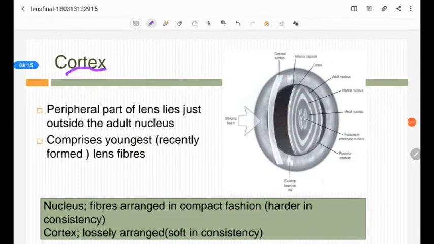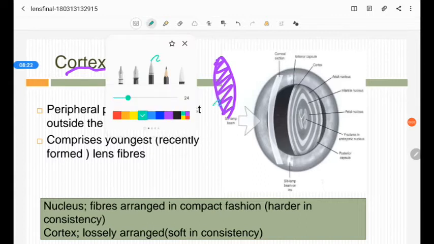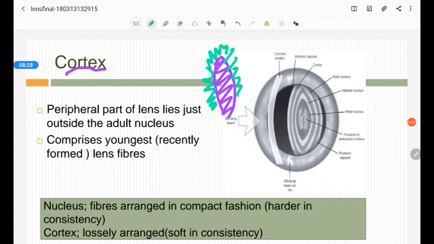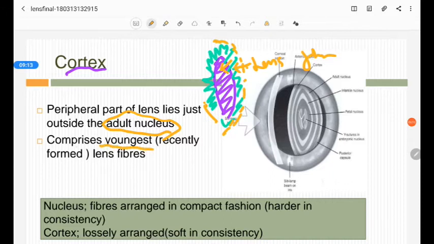Now coming to the cortex. Now cortex means we have a nucleus and we have the cortex, and we have what we call the lens fibers. So we should know that it is the lens fibers which later form the cortex, and it is the cortex that later forms the nucleus. So that's how it goes. Now they are located in the outer part or the periphery of the lens nucleus, and to be more precise, this is just outside the adult nucleus. And as I said, this is the youngest part of the lens fibers.